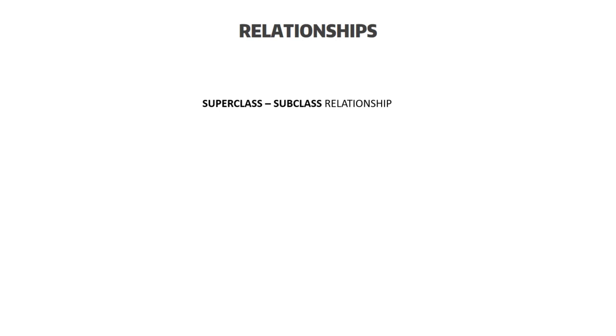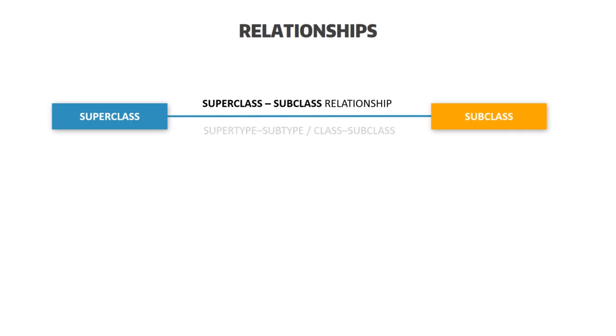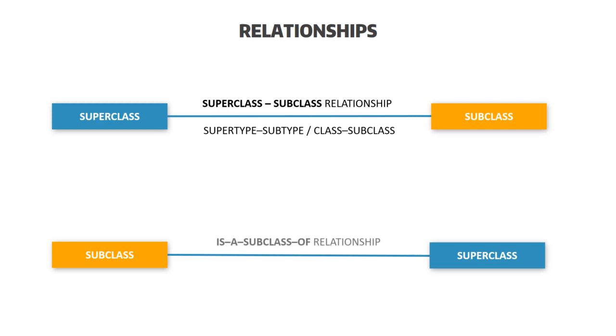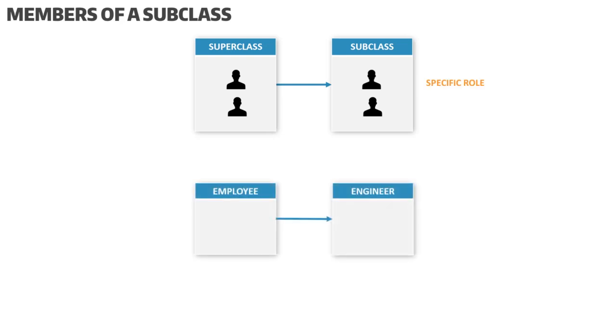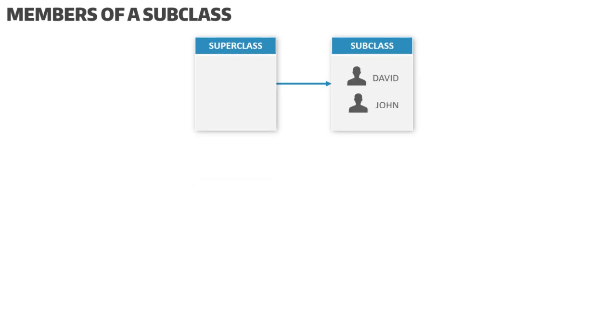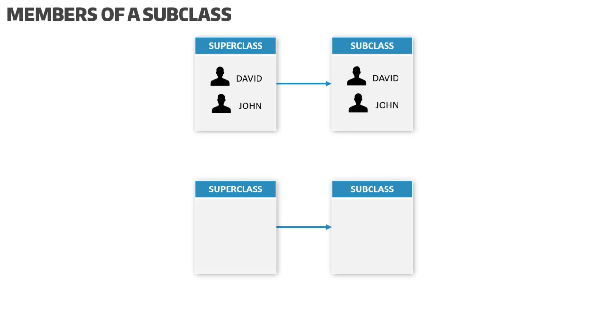A superclass-subclass relationship is a relationship between a superclass and any one of its subclasses. It is also called a supertype-subtype, or class-subclass relationship. The relationship between a subclass and its superclass is called an "is a subclass of" relationship, or "is a" relationship. The member in a subclass is the same as the member in the superclass but in a distinct specific role. For example, the entity Bill is an engineer and is also an employee. If an entity is a member of a subclass, it must also be a member of the superclass. However, it is not necessary that every entity in a superclass is a member of some subclass.